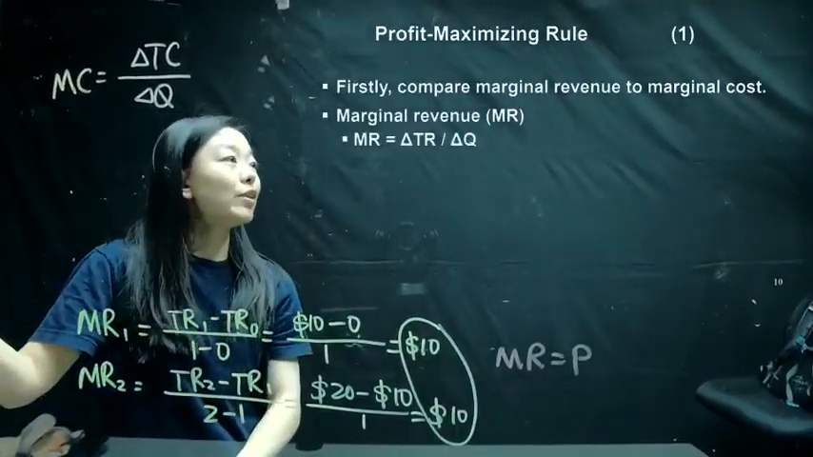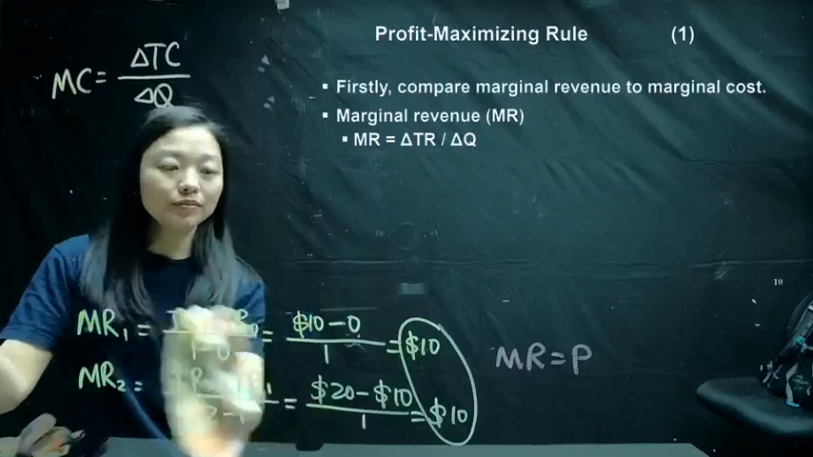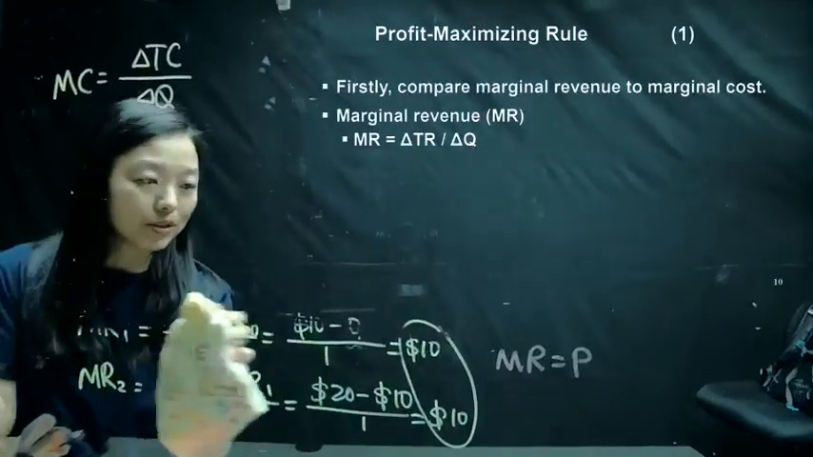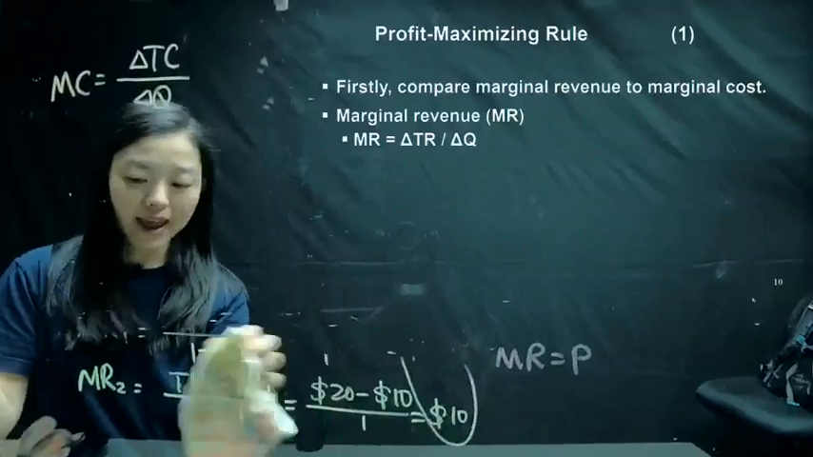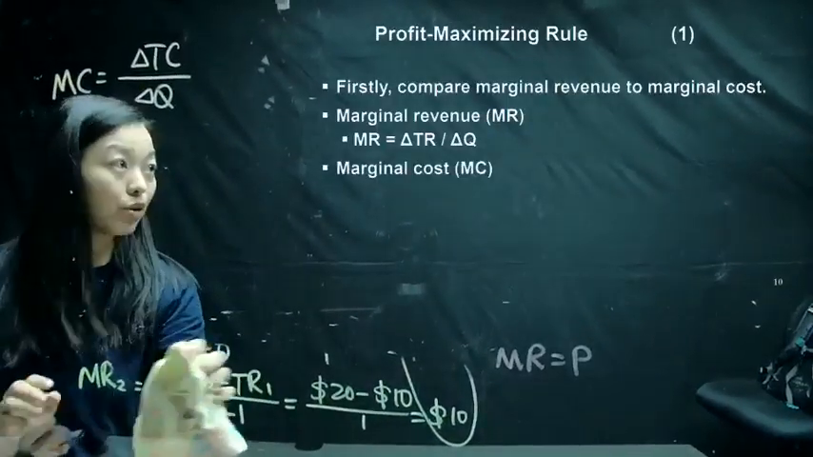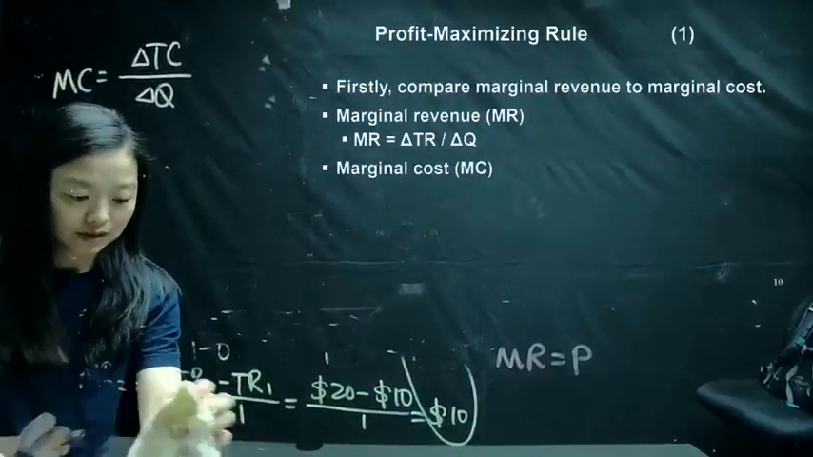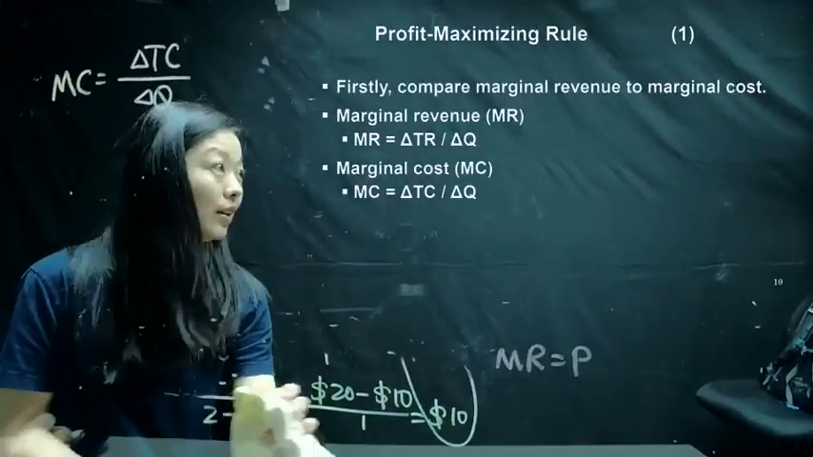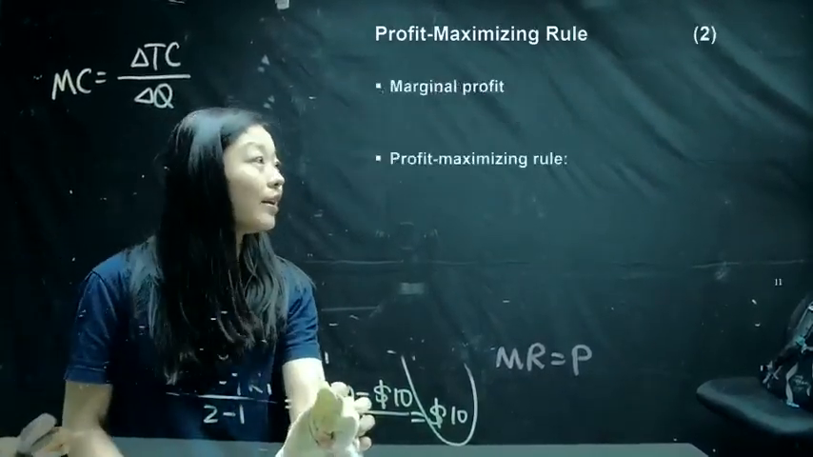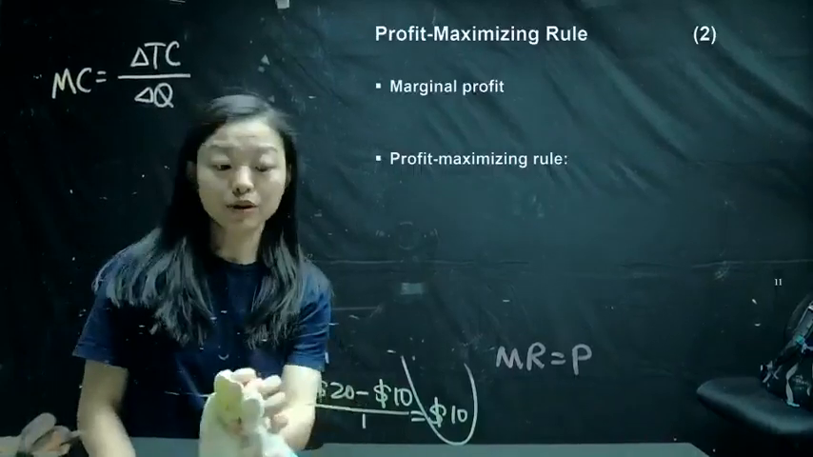So marginal revenue, we know, will equal the change in total revenue divided by the change in quantity, right? And marginal cost will equal the change in total cost divided by the change in quantity. Therefore, we can get the marginal profit.